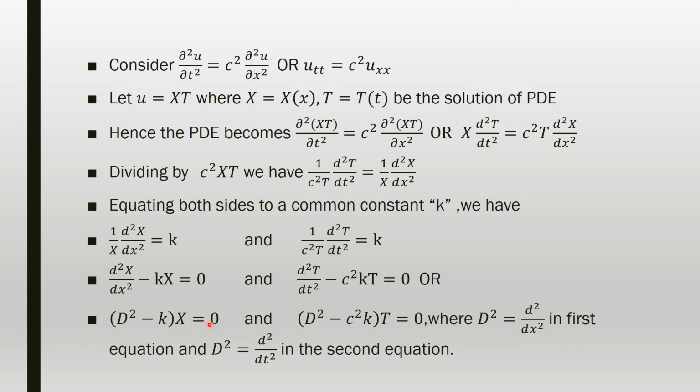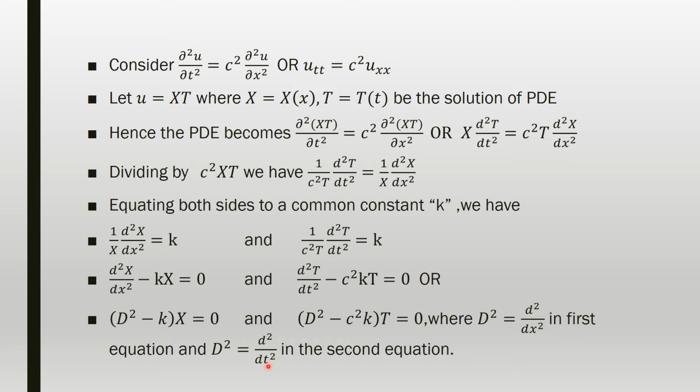First one can be written as (D² - k)X = 0, where capital D² stands for d²/dx². Similarly, the second one, d²T/dt² - c²kT = 0, can be replaced by (D² - c²k)T = 0, where here D² means d²/dt², because t is the independent variable.